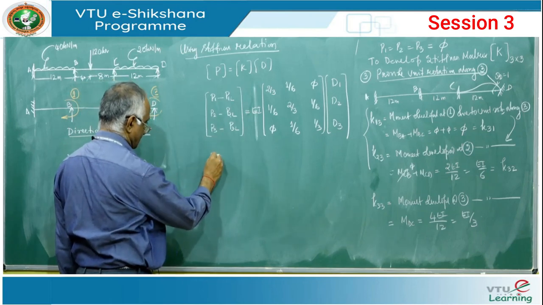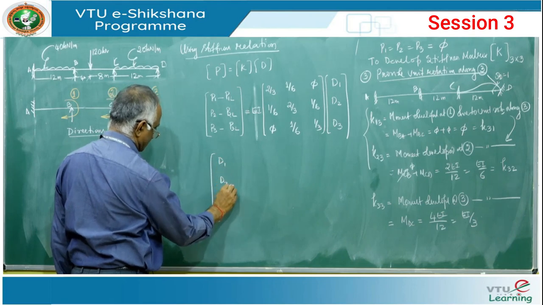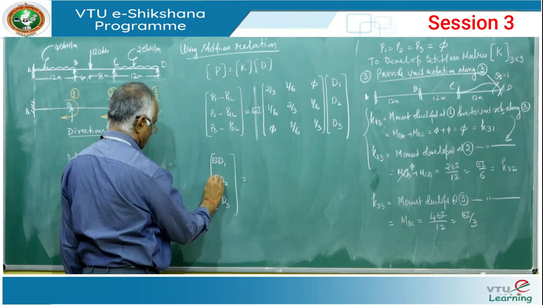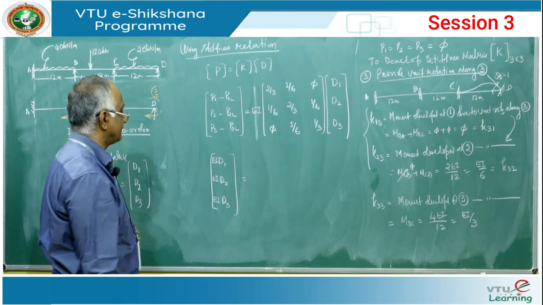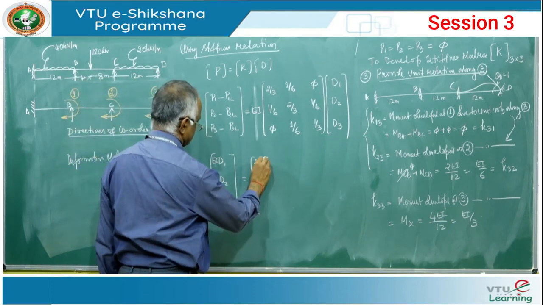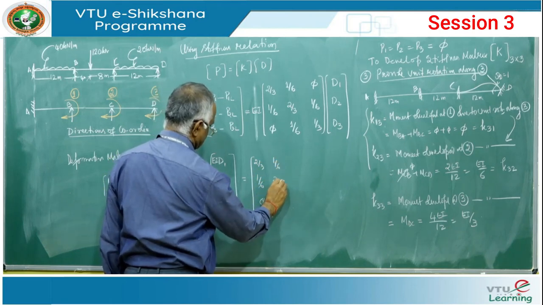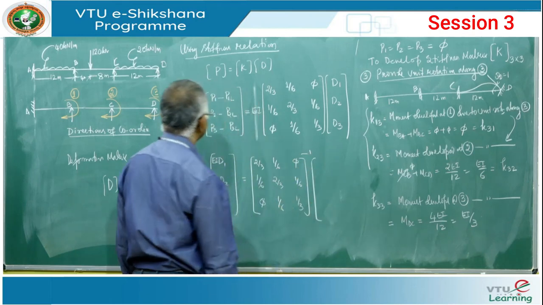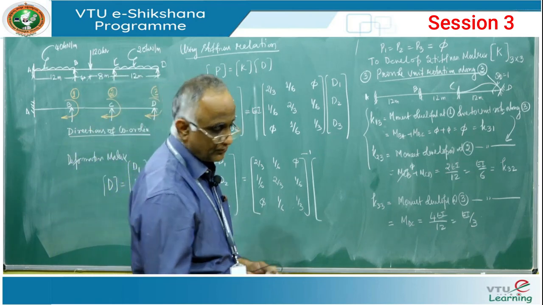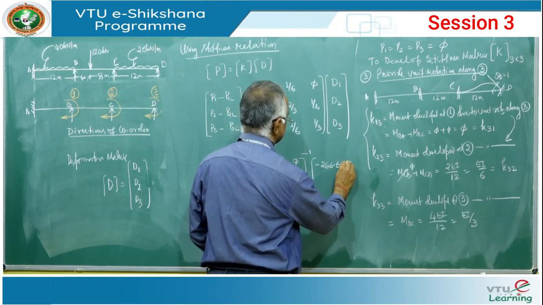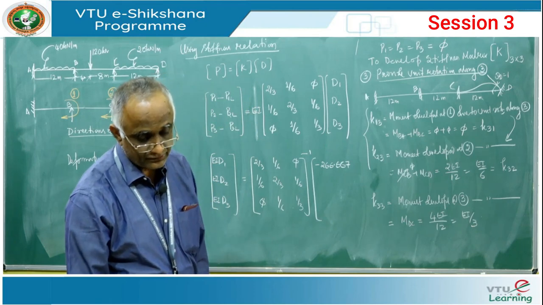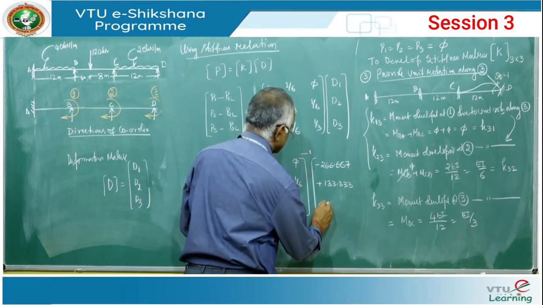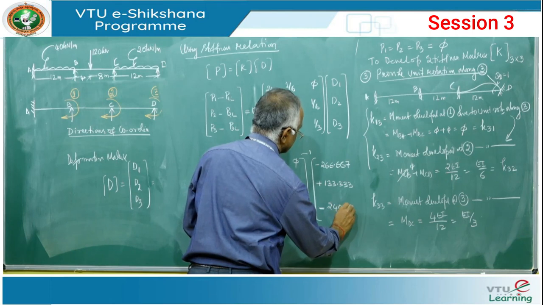So here I will put the values directly and transfer them to the right hand side. EI D1, D2, D3 is equal to the matrix 2 by 3, 1 by 6, 0, 1 by 6, 2 by 3, 1 by 6, 0, 1 by 6, 1 by 3, inverse. P1 is 0 minus P2L is 266.667, minus term will come, that is positive there. And P2 minus P2L comes down to minus 133, minus of minus becomes plus 133.333. And P3L is plus 240, so minus of plus is minus 240.0.